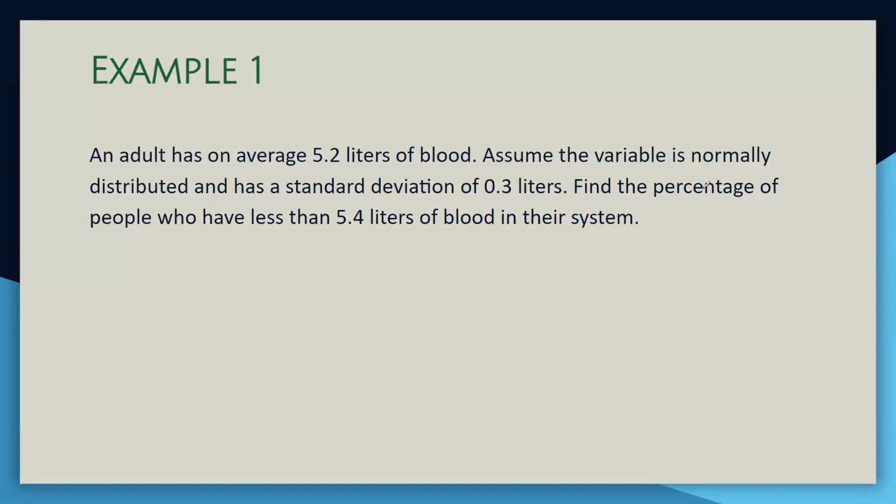I'm going to go through this again and pick off the information I'm given. So an adult has an average of 5.2 liters of blood. So my random variable X is liters of blood, and the mean for this random variable is 5.2. It says assume the variable is normally distributed. That's good news. And that it has a standard deviation of 0.3 liters. So sigma X equals 0.3. And then it says find the percentage, find the probability of people who have less than 5.4 liters.